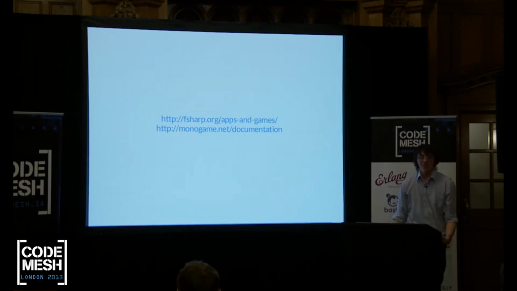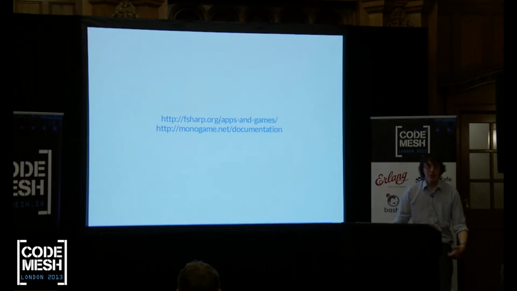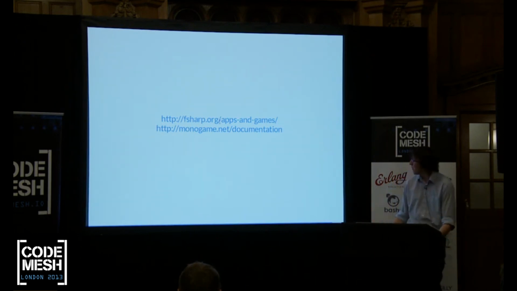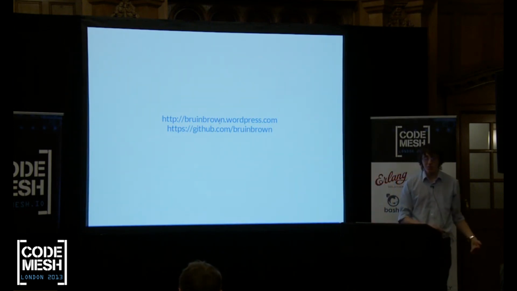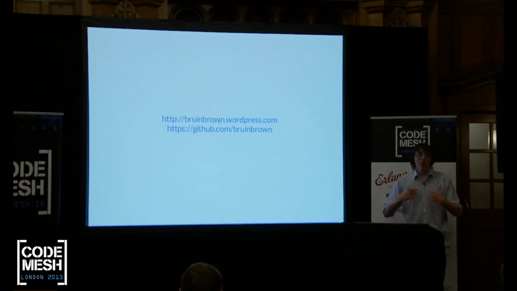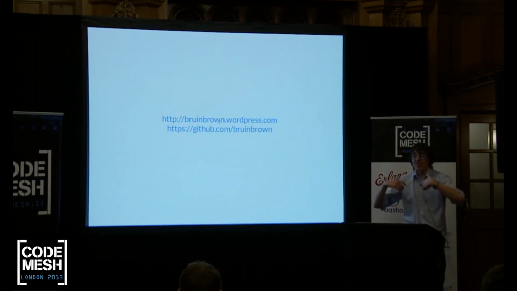Monogame.net/documentation. That's the library that I've used, the framework. It's brilliantly easy to use. It's so simple. I mean, it's just initialize, load, update, draw, done. It'll do update and draw automatically every time. And it runs everywhere. It's brilliant. Now my blog, brownbrown.wordpress.com, that's my blog for F# for games. There's things like writing the platformer, how I went about it, how you can make it better. GitHub, that's the entire repository. It's there, it's available, do what you like with it.